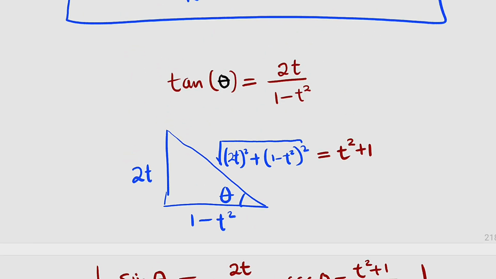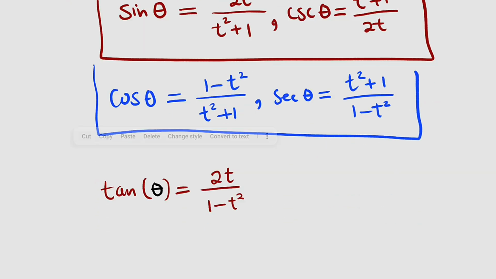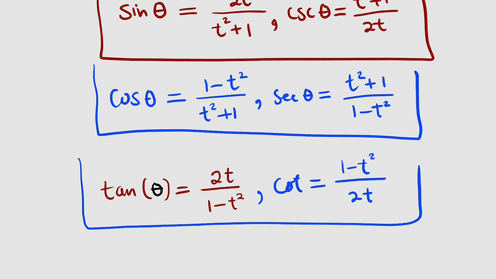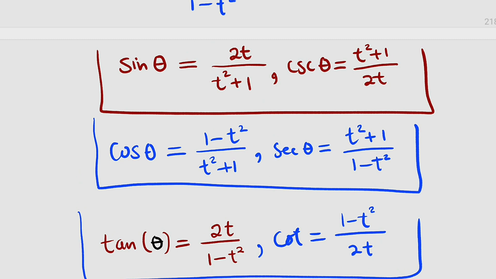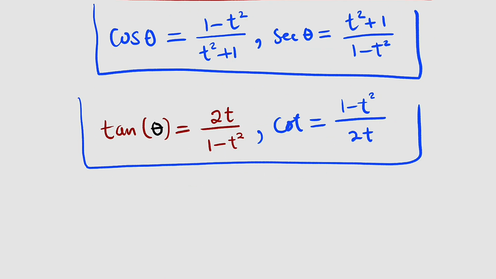I think the only one we need to find is cotangent of theta. Let me just take this down. So if this is tangent, cotangent will be equal to 1 minus t squared divided by 2t. And this is the last one. You see, we have 6 of them here. So where do they come from? That is the question. All right, let me derive them for you.